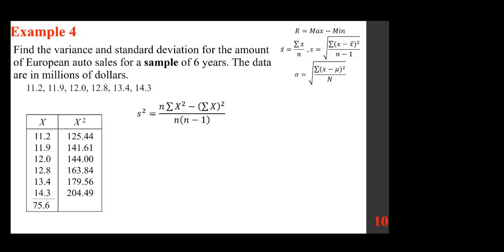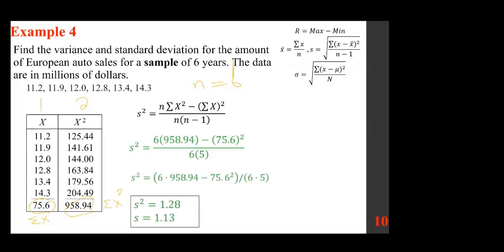Now, when you add up the first column, this one is summation of x. When you add up the second column, this one is summation of x squared. And so we put that into the formula. And remember, n is 6, by the way. n, which is 6, times 958.94 minus 75.6 quantity squared divided by n times n minus 1, 6 times 5. And it gives us s squared. To calculate s, all we have to do is take a root. So the standard deviation is 1.13 in millions of dollars, $1.13 million.